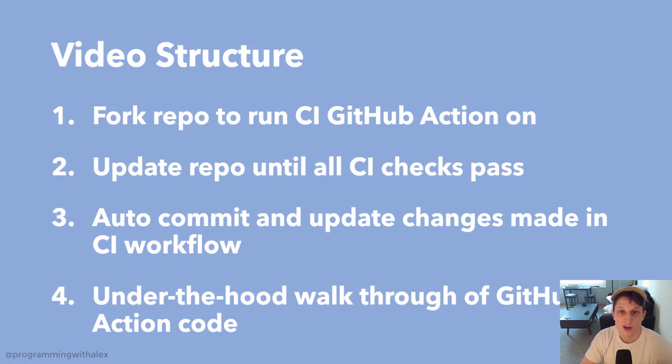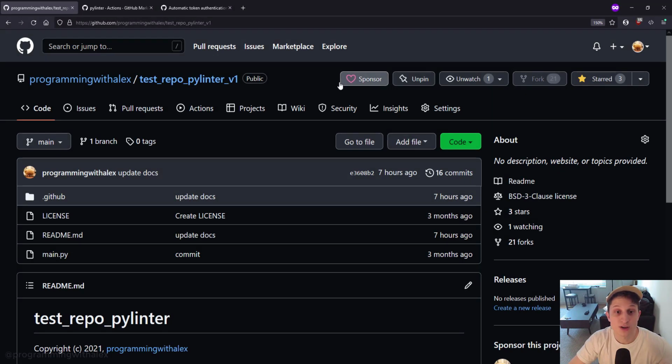All right, let's walk through the code now. Okay, so we're on GitHub to start. And within this repo, program with Alex, test repo pylinter v1, I'll put the link in the description below.